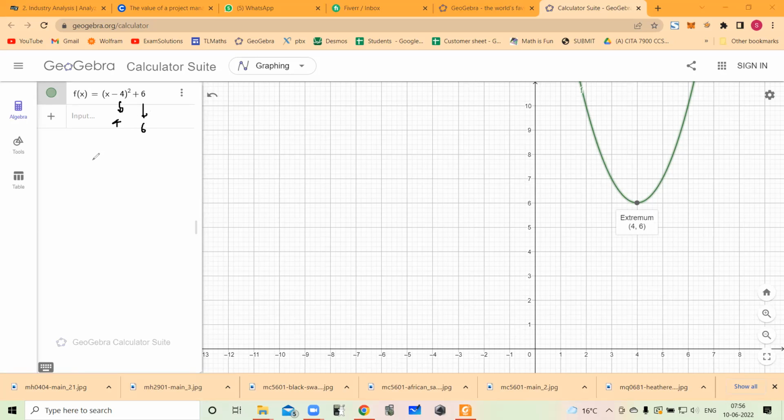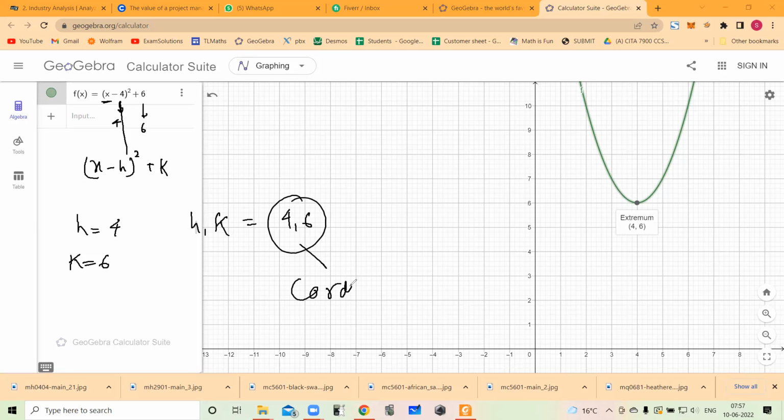Yes. And do you remember the vertex form? x minus h whole squared plus k. See, when you compare x minus 4 with x minus h, doesn't that mean h is 4? Yes. And when we compare k with 6, doesn't that mean k is equal to 6? So h comma k is equal to 4 comma 6, and that is the coordinate of the vertex. Yes. Okay, so this is the vertex form which I have written. Did you get this till now? Yes, I wrote it down.